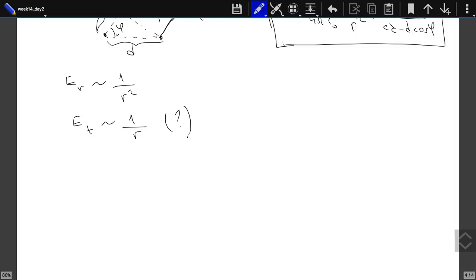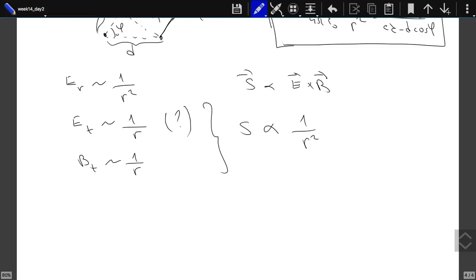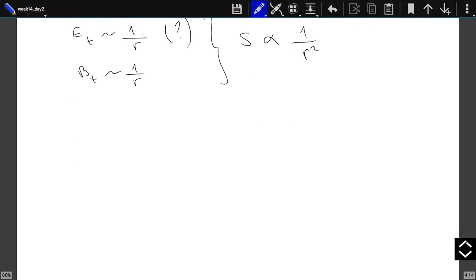Now, if we can prove that, what will we gain? Well, there will be a corresponding magnetic field, which will also be 1 over r. Do you agree? But this means the Poynting vector will be proportional to 1 over r squared. Remember, the Poynting vector was E cross B. E is 1 over r, B is 1 over r. So S is 1 over r squared.